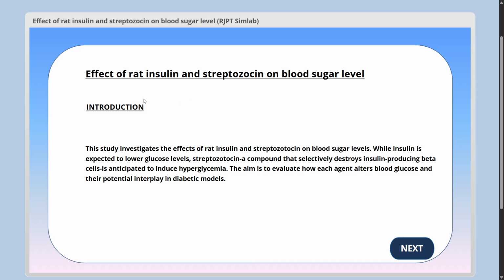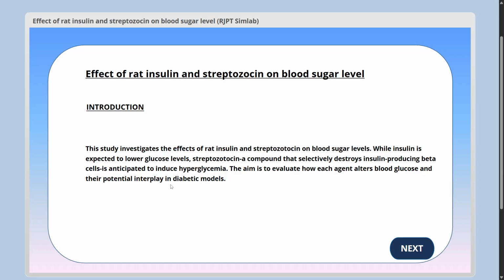At first, let us see the introduction part. The introduction says this study investigates the effect of rat insulin and streptozocin on blood sugar levels. While insulin is expected to lower glucose levels, streptozocin, a compound that selectively destroys insulin producing beta cells, is anticipated to induce hyperglycemia.